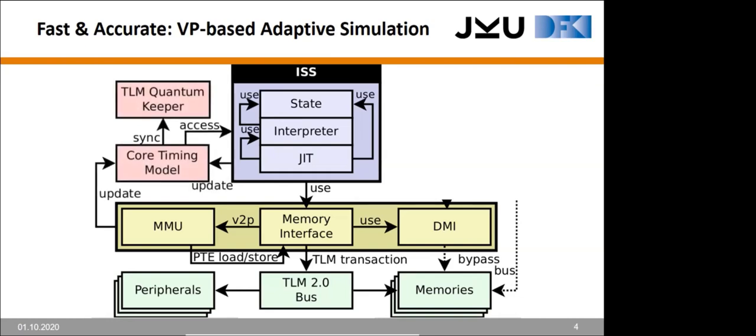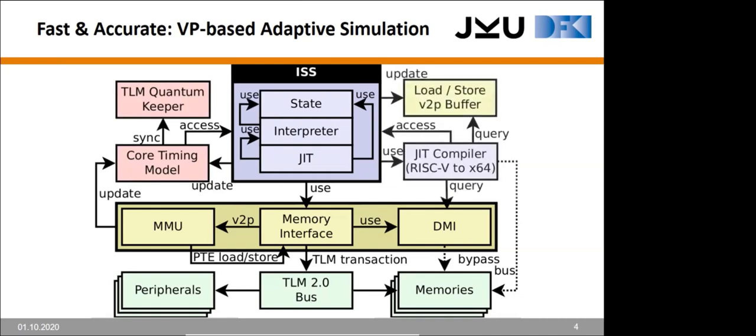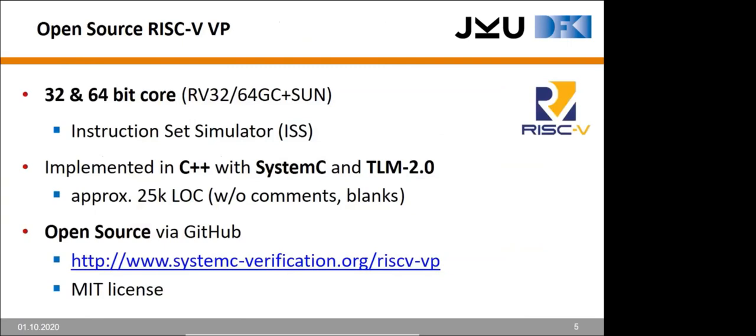For optimization purposes, a TLM quantum keeper is leveraged. Finally, the JIT-based setting generates native host machine instructions by translating the guest RISC-V instructions. It operates at a granularity of basic blocks. We have implemented our approach on top of our open source RISC-V VP. The VP is implemented in SystemC TLM and available under MIT license at GitHub.